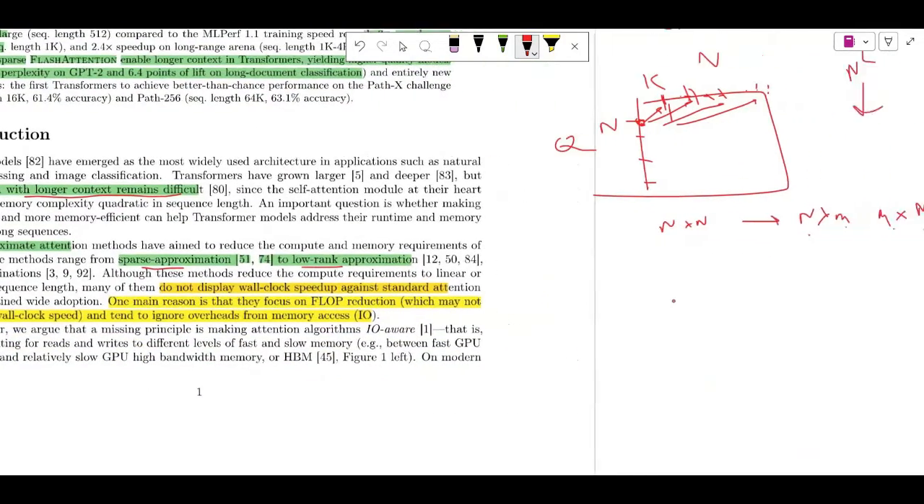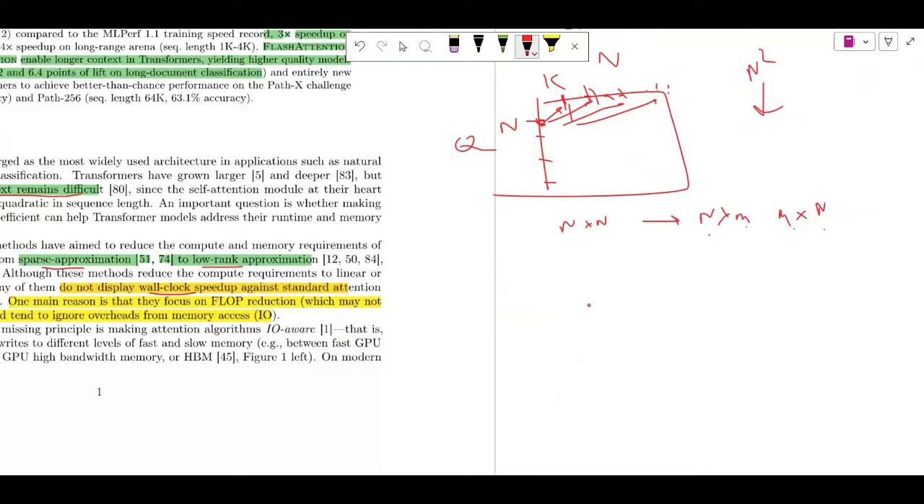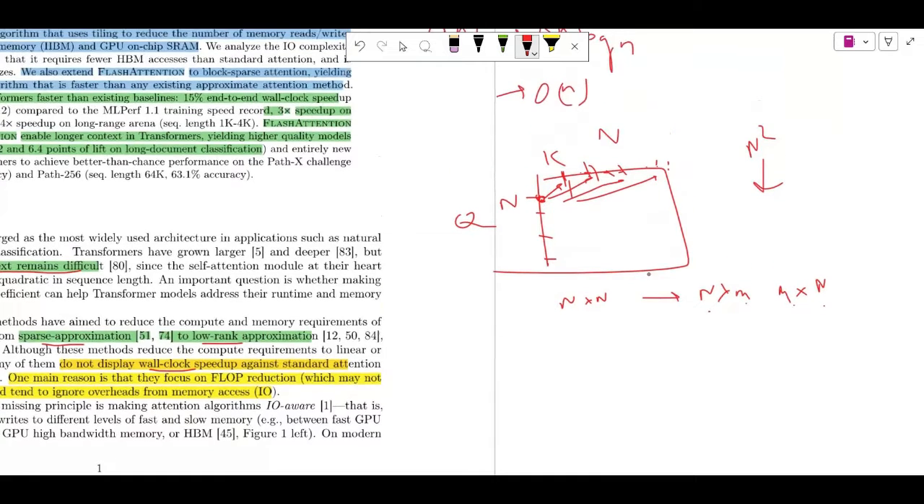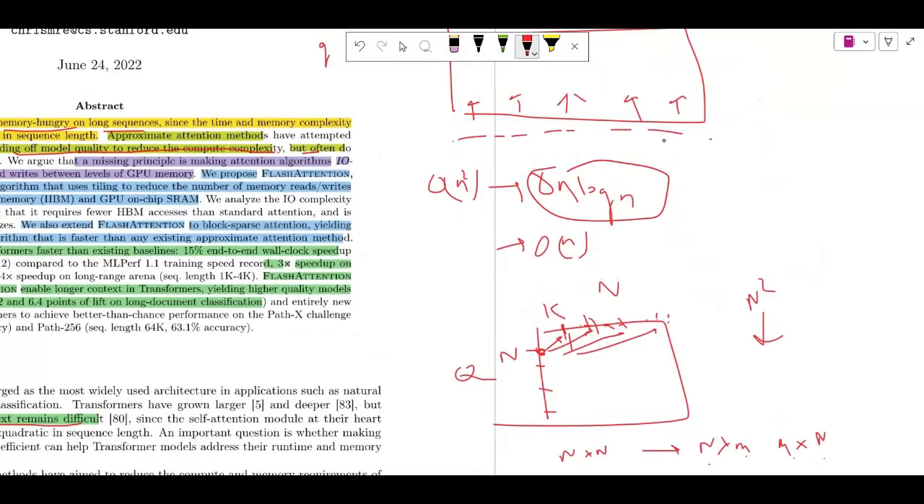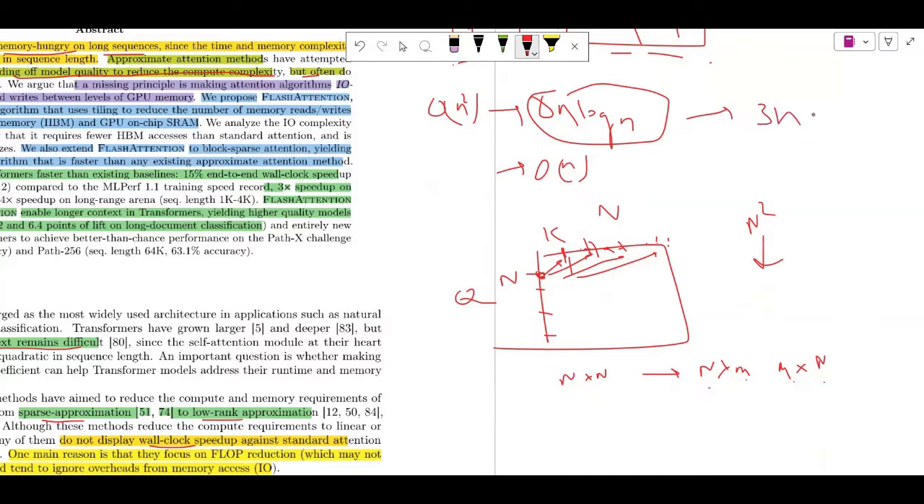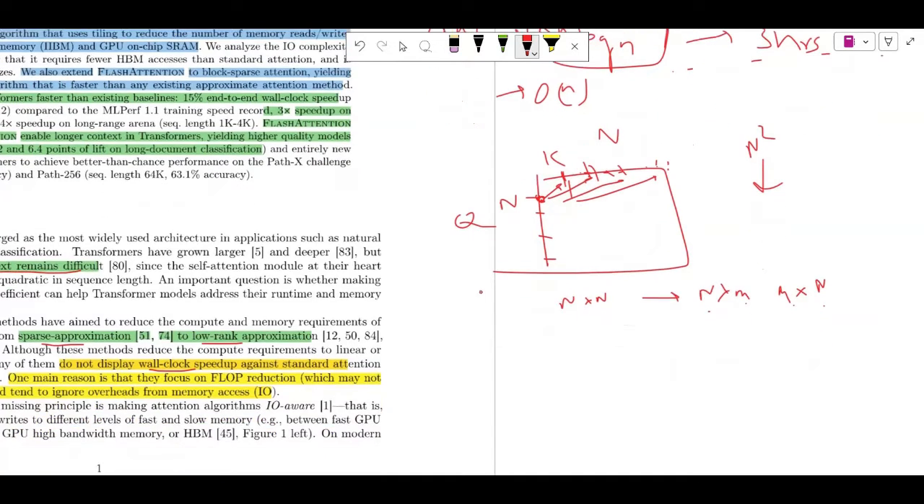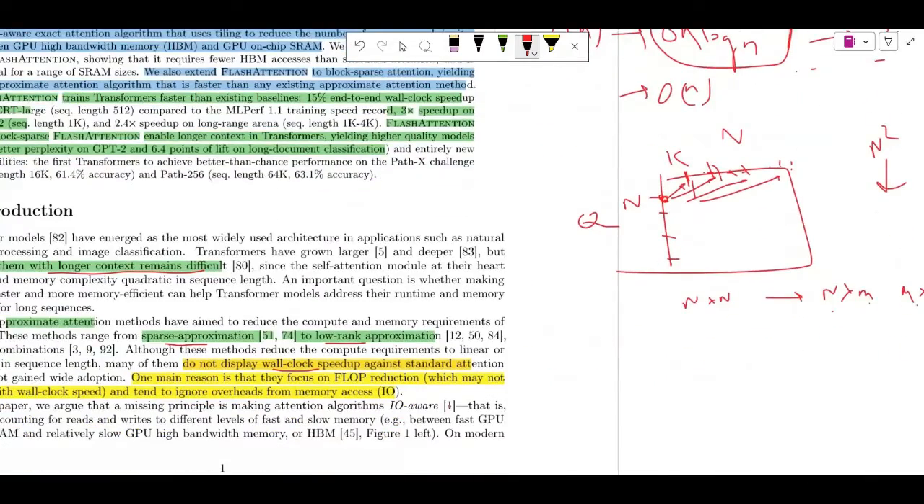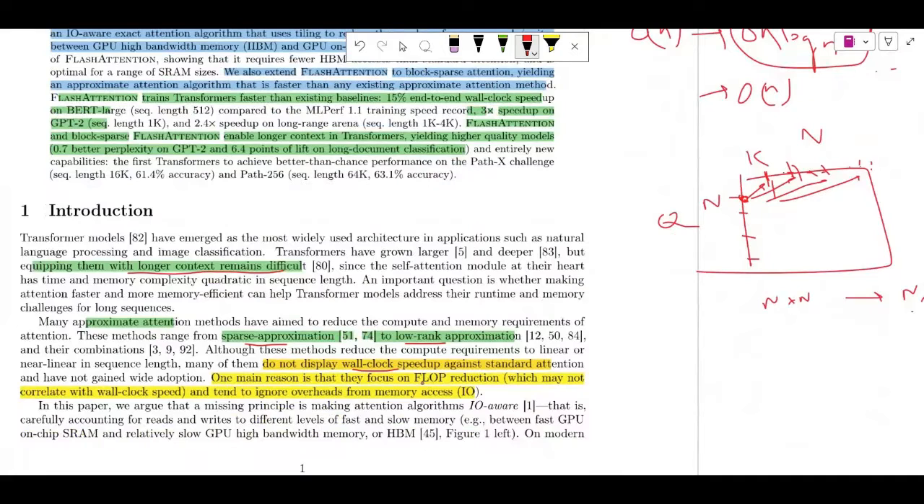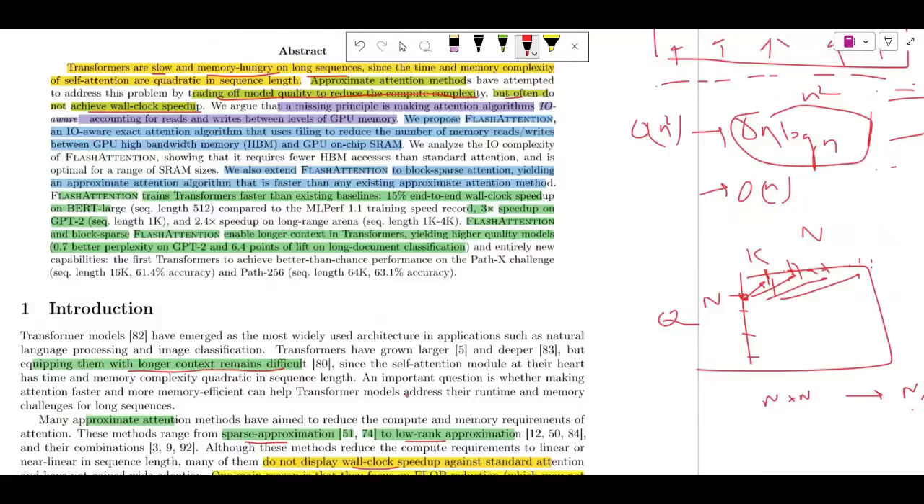What a wall clock is, is the actual amount of time it takes to execute something. So your complexity might seem to be O of n log n, but your wall clock might be 3 hours. And the wall clock of the normal attention of n square might be say 3.2 hours or something. So you didn't actually gain much, even though theoretically your complexity is reduced a lot. The reason is that most of these papers focus on flop reduction, which does not necessarily correlate with wall clock speed, and they tend to ignore the overheads from memory access.